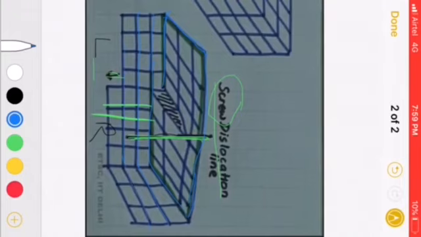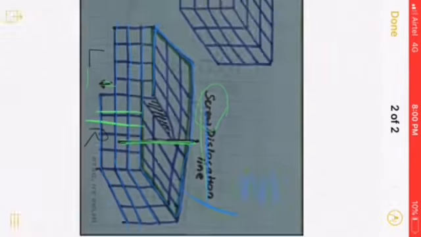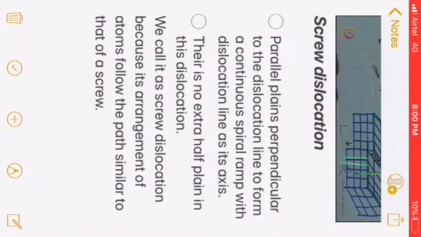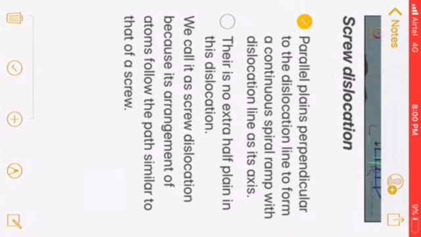Screw dislocation has connected the discrete planes into one single spiral ramp, and this is why it is called screw dislocation. At last, we conclude that parallel planes perpendicular to the dislocation line form a continuous spiral ramp with the dislocation line as its axis. There is no extra half plane in this dislocation.